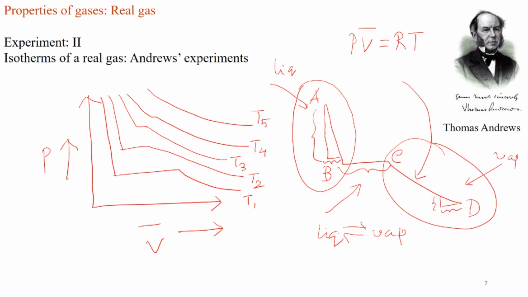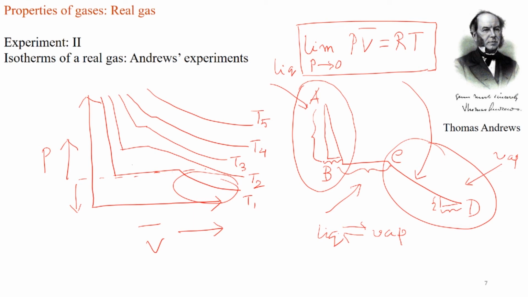So following this discussion, it is now clear that the ideal gas law will be obeyed only when the pressure is very low. So we can modify the notation for the ideal gas equation, that it would be valid only in the limit of very low pressure. Now let us focus on this BC region where the liquid is in equilibrium with its vapor. Note that as we increase the temperature, the region of volume over which the liquid vapor equilibrium occurs decreases.